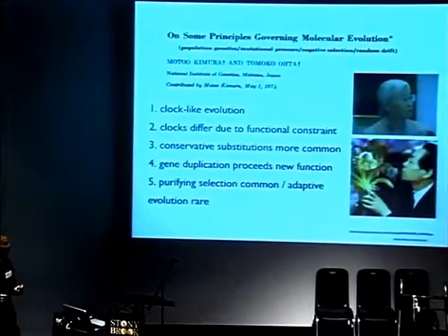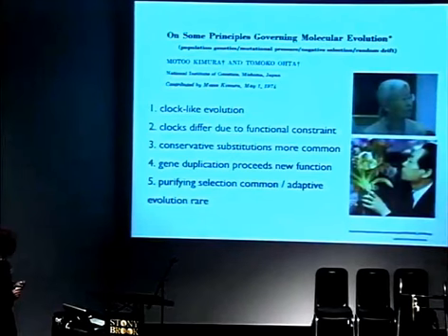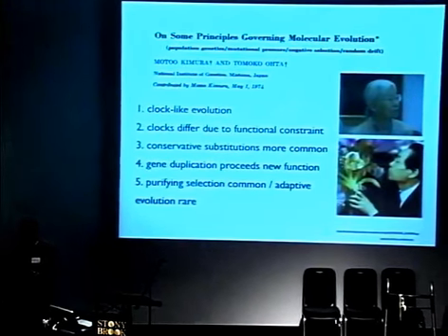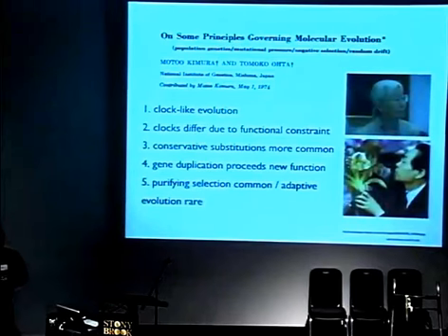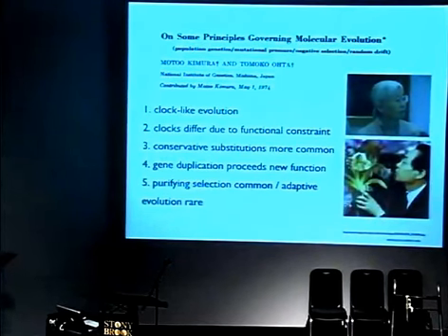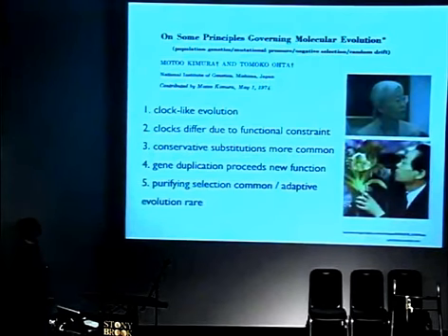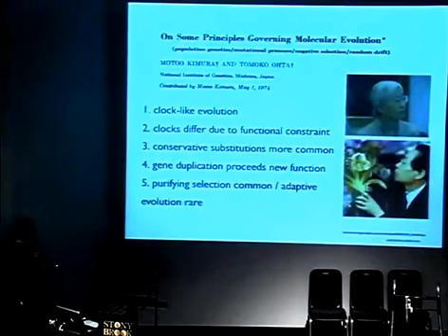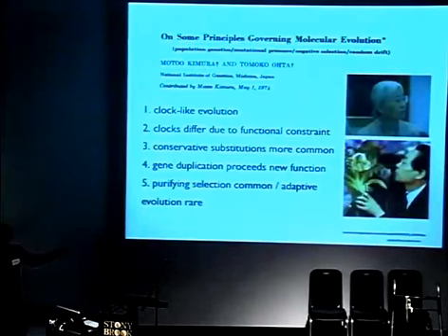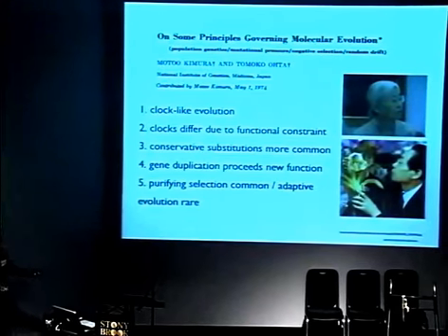Because I'm kind of a rambunctious character, I like to poke fun at these guys, Kimura and Ohta, and we've talked about them in their neutral model and their nearly neutral model quite a bit this morning. In 1974, these guys wrote a paper concerning some principles governing molecular evolution. In particular, they had 5 principles. The first one was the Zuckerkandl and Pauling observation, proteins evolve in a clock-like kind of manner.